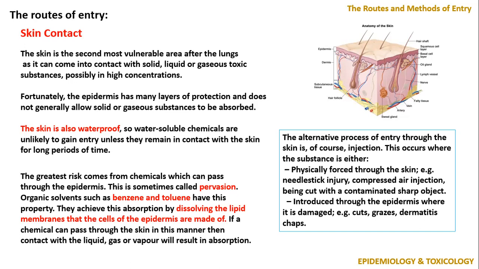So the greatest risk comes from the chemical which can pass through the epidermis. This is called percutaneous absorption. The organic solvents such as benzene and toluene have this property. They achieve this by dissolving the lipid membrane that the cells of the epidermis are made of. So if a chemical can pass through the skin in this manner, then contact with the liquid, gas or vapor will result in absorption.